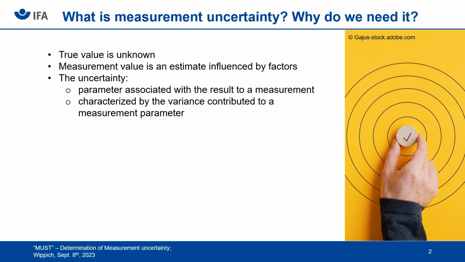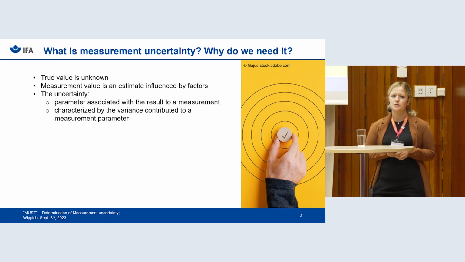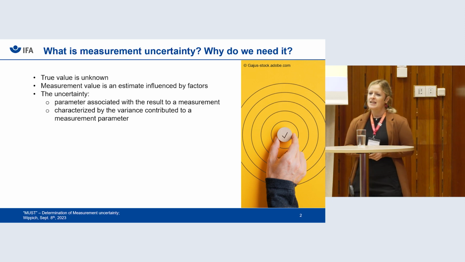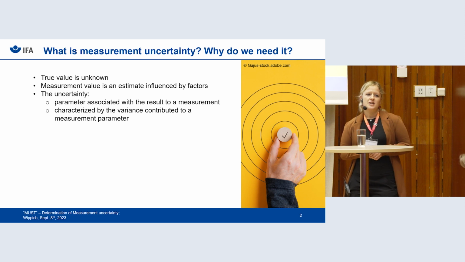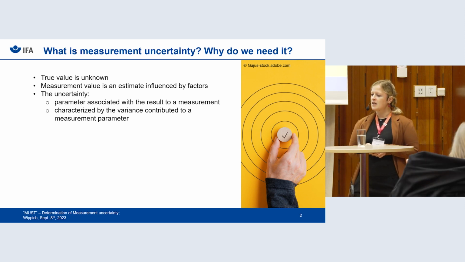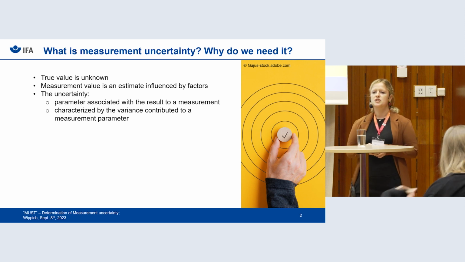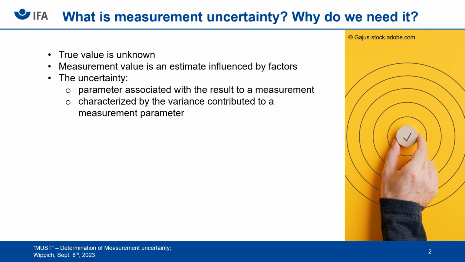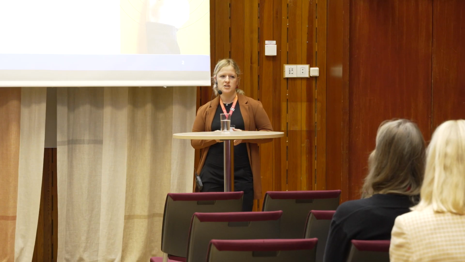Many of you maybe know the term measurement uncertainty, but what is it and why do we need it? After you do the validation job and after you have your measurement method, you have to calculate the measurement uncertainty. It is because the true value is in fact unknown. Every time you measure something, for example a length with a ruler, you know that your ruler has a specific uncertainty. It has a standard deviation or something. So it is not the true value, but it is also a measurement. This measurement value is an estimate which is influenced by specific types and factors. And the uncertainty is also a parameter which is associated with the result of a measurement and is characterized by the variance contributed by the specific measurement parameter.